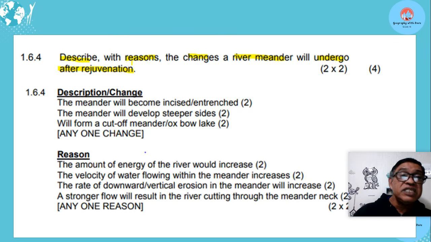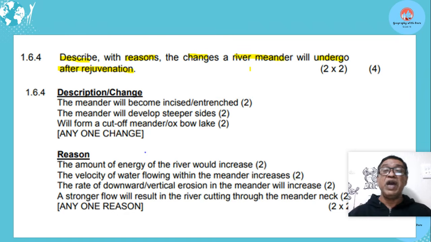But also we have to look into this. We say describe with reasons, number one. That's an important thing. Changes specifically to a river meander. So it's a specific question, will undergo after rejuvenation. So I see what changes, why, and what changes. Number two, it's focusing on a river meander and it happens after rejuvenation. So what happens after rejuvenation? The speed of the water increases. So that was going to go through there. You understand? It's going to change with speed of water, not with less speed of water.